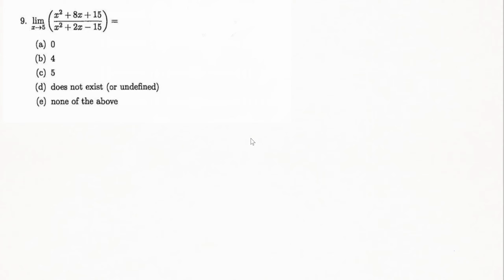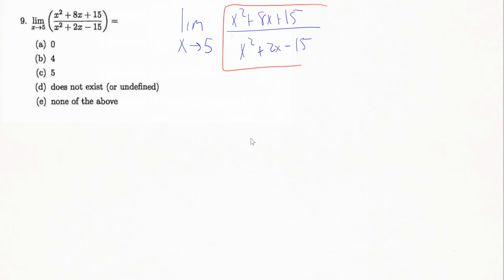Question 9 is a limit question again, but this time instead of giving us a graph to work from, they're giving us an equation. So this is saying to us, what's the overall limit as x approaches 5, notice there's no plus or minus sign, of the equation x squared plus 8x plus 15 divided by x squared plus 2x minus 15.